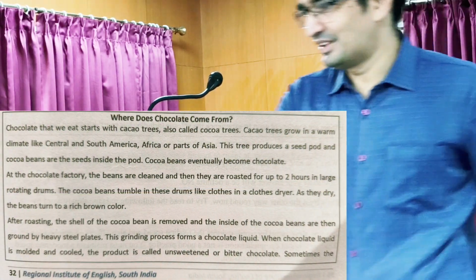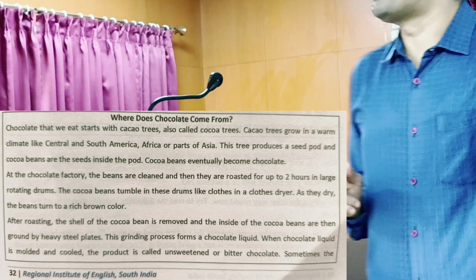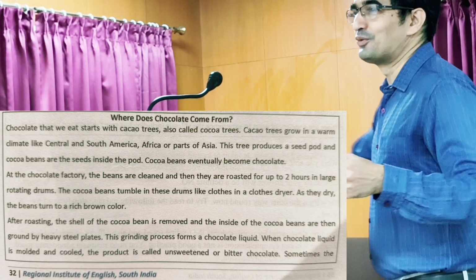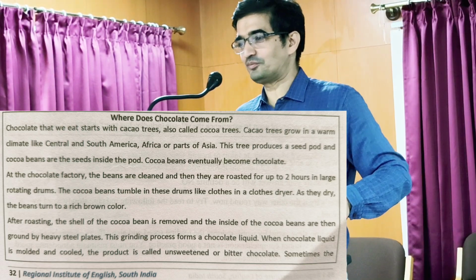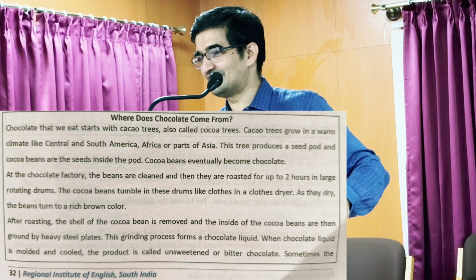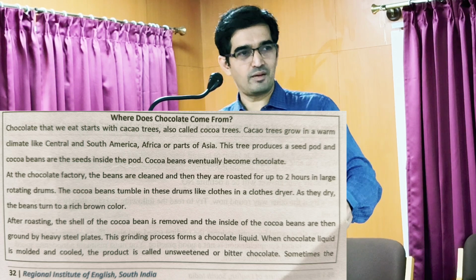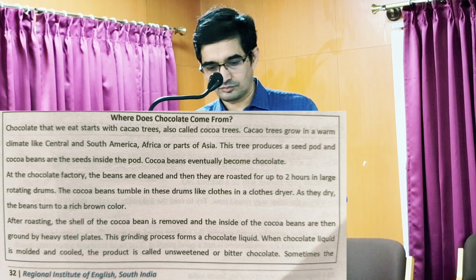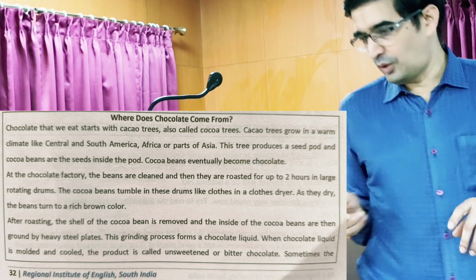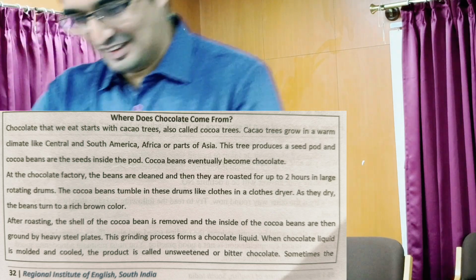with cocoa tree, also called cocoa trees. Cocoa trees grow in a warm climate like Central and South America, Africa, or parts of Asia. This tree produces a seed pod and cocoa beans or the seeds inside the pod. Cocoa beans eventually become chocolate. At the chocolate factory, the beans are cleaned and then they are roasted for up to 2 hours in a large roasting drum. The cocoa beans tumble in these drums like clothes in a clothes dryer. As they dry, the beans turn to a rich brown color.